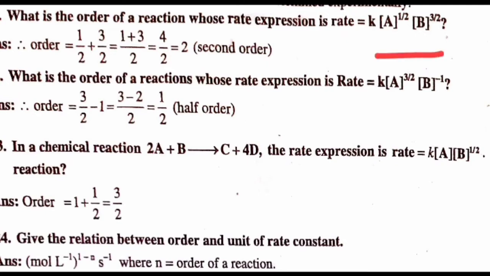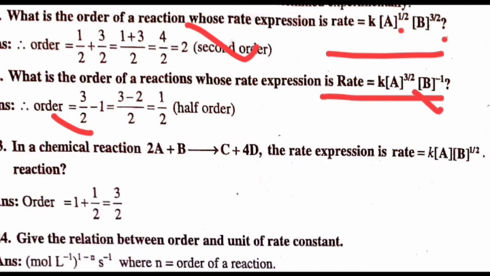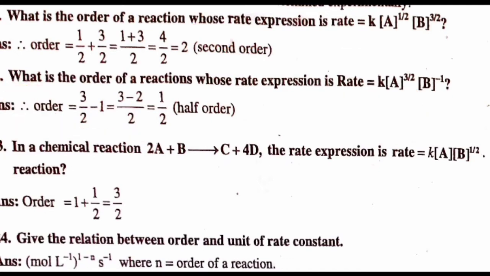In the first question, this is the rate expression, where to find out the order, we are going to add the powers on A and the powers on B. 1 by 2 plus 3 by 2, we will get order second. In the second case, the power on A is 3 by 2, and the power on B is minus 1. So 3 by 2 minus 1, you will get half order. Similarly, for this particular rate expression, the power on the reactant A is 1 and B is 1 by 2. So 1 plus 1 by 2 is 3 by 2.